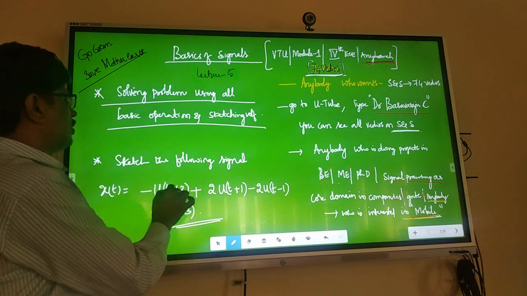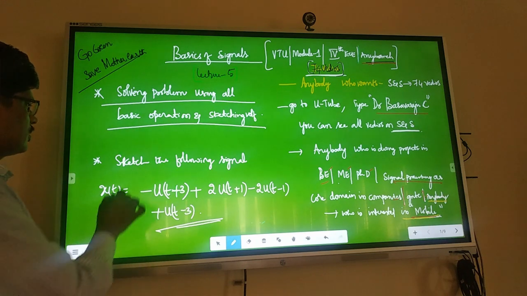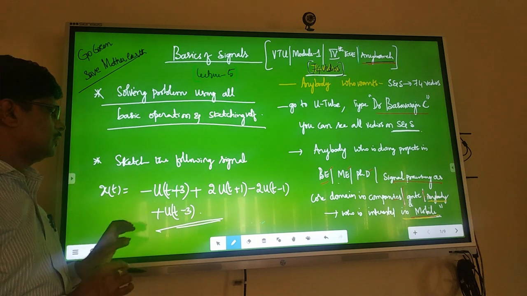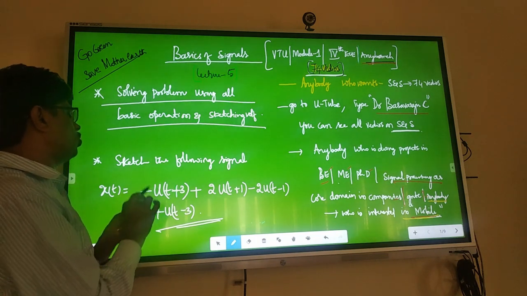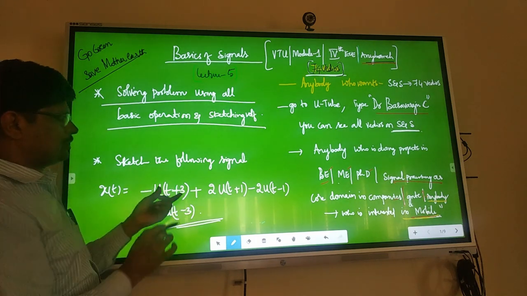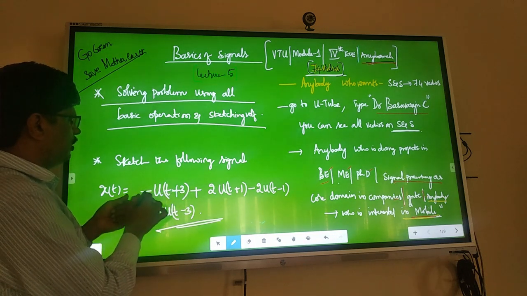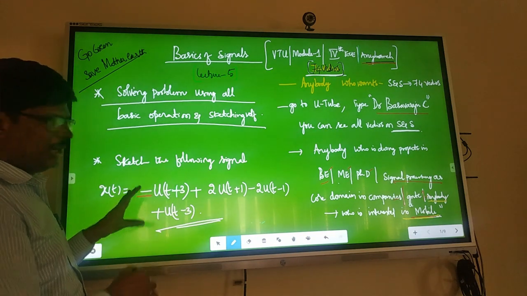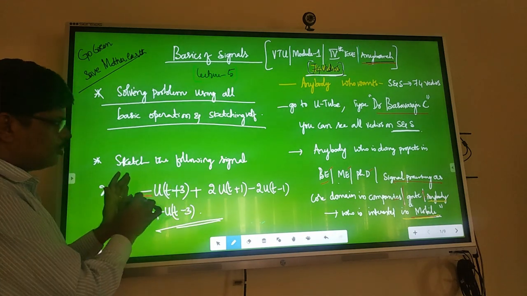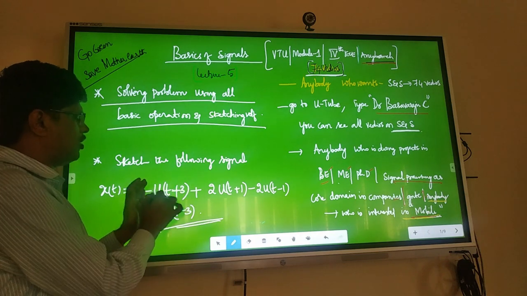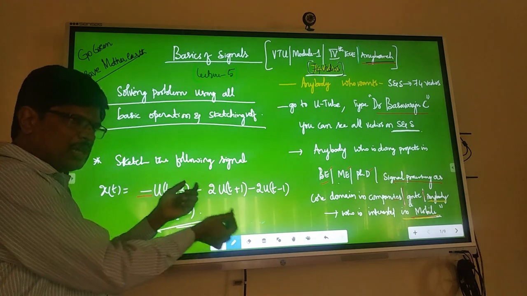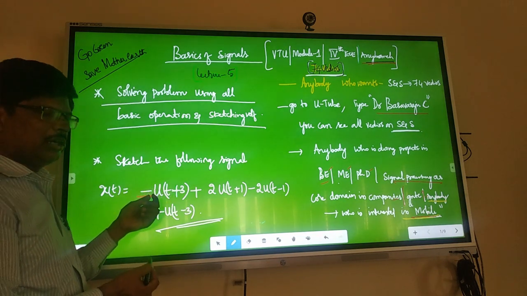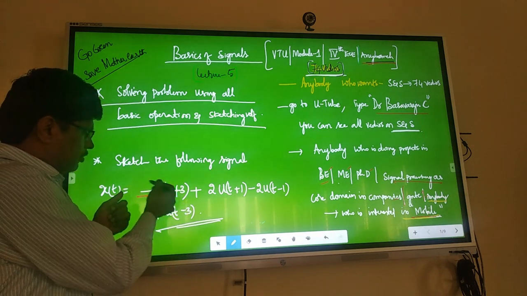For example, for the step signals, sketch the following waveform: x of t is equal to minus u of t plus 3 plus 2 u of t plus 1 minus 2 u of t minus 1 plus u of t minus 3. For the signal u of t plus 3, the amplitude is minus 1, so we are using amplitude scaling, and t plus 3 is advanced. I am using both the time shifting operation and the amplitude scaling.